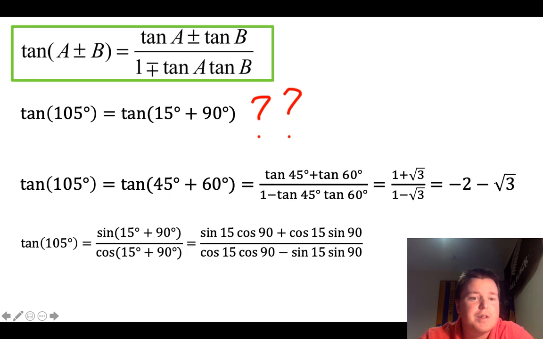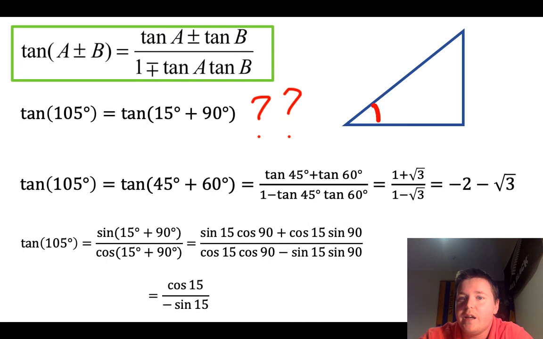Alternatively, if you really want to stick with your 15 plus 90s, then you can, but go via the sine and cosine function because they're defined for all angles. They have no asymptotes. Cosine 90 is 0, sine of 90 is 1, so this simplifies quite a lot. So to find tan of 105, we just need the cosine and the sines of 15. That's cool because we've already got the tan of 15.